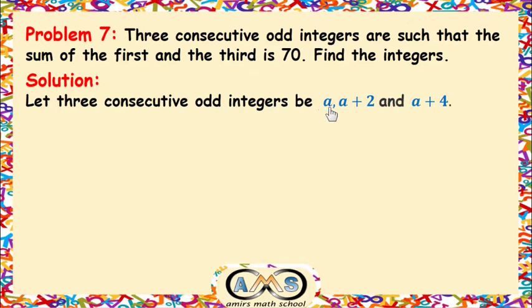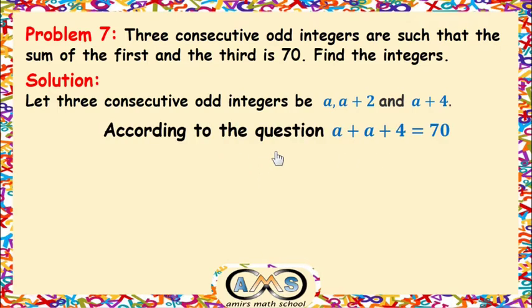That is, if a is an odd number, a plus 1 is an even number, and again a plus 2 will be again an odd number. That's why three consecutive odd integers be a, then a plus 2 and a plus 4. According to the question, that is a plus 4, that is the first one and the third one. The sum of the first and the third is 70. So a plus a plus 4 is equal to 70.